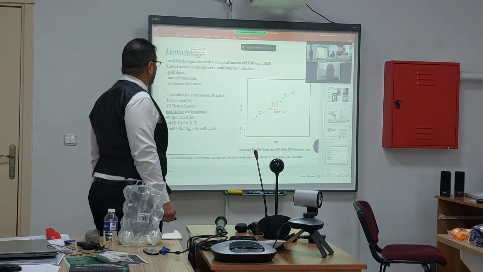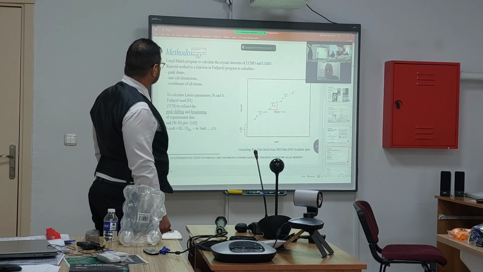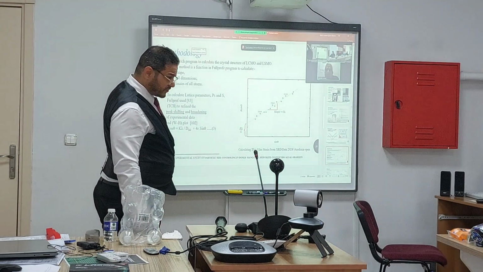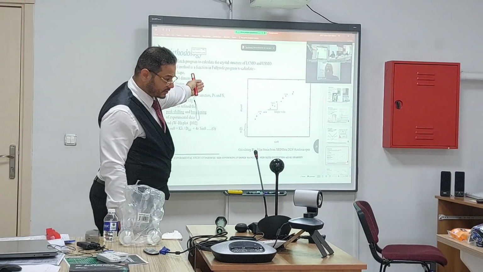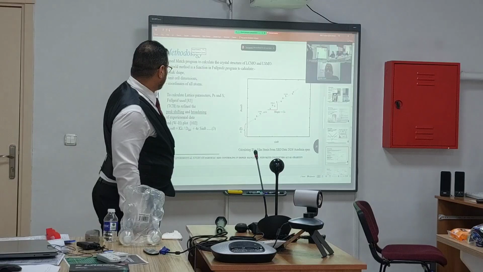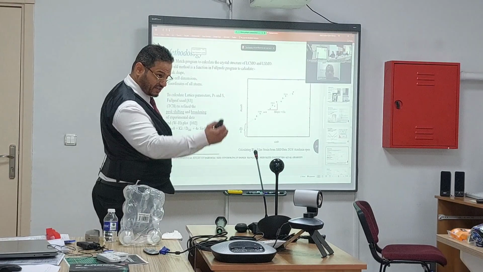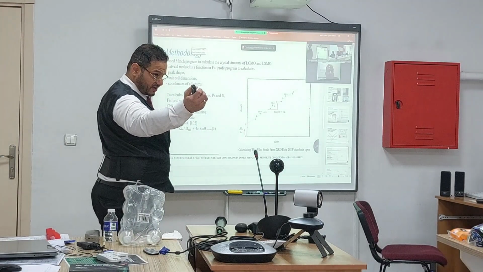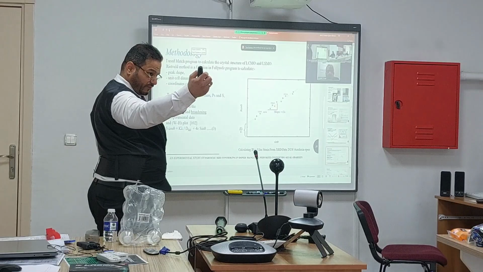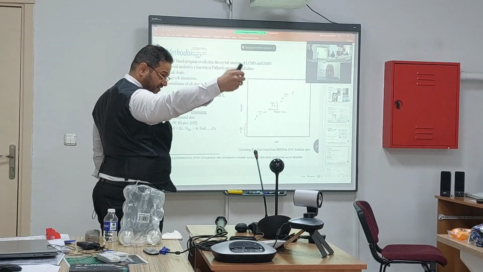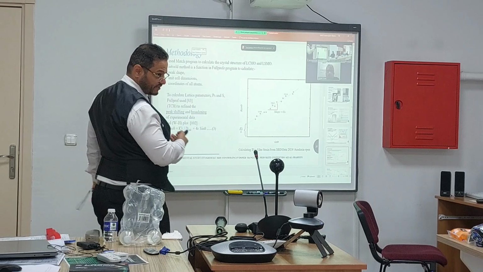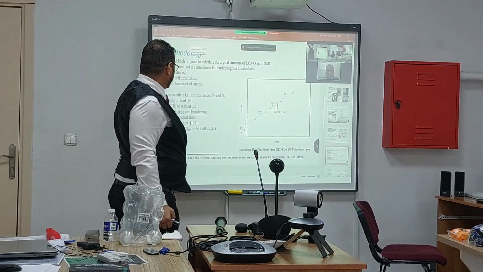By using the Match program to calculate the crystal structure and Rietveld refinement, which is a function in FullProf software, to calculate the peak shape and unit cell dimensions. The a, b, c parameters are very important in my work, because one of them or most of them will be distorted, some will increase, some will decrease, we will see in my results. And the coordinates.